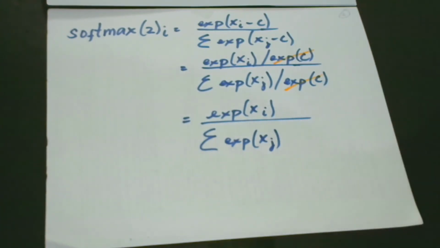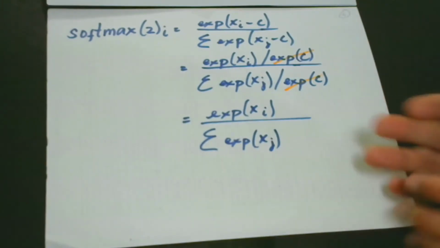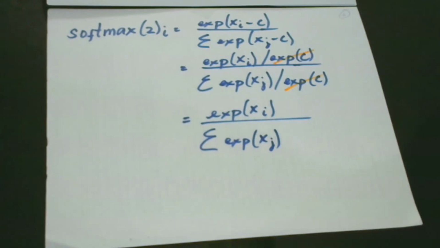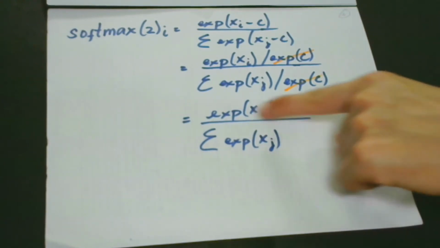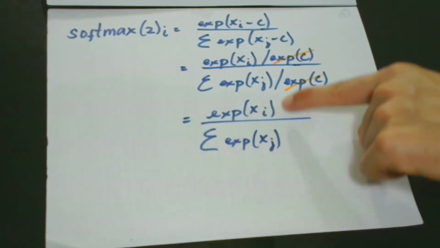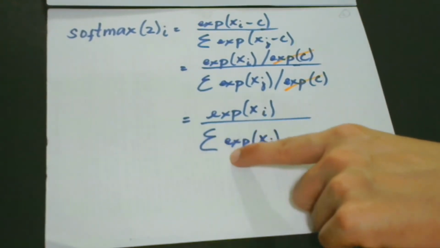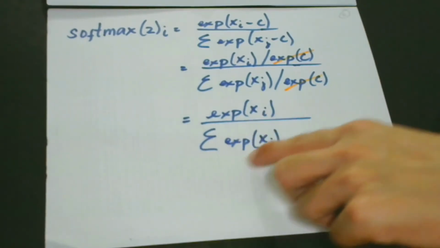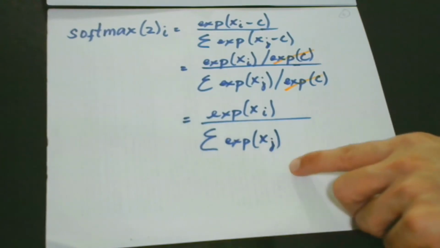Now we have an element with value 0, and exponential 0 is equal to 1. This means that at least one element in the denominator is 1. As you could see, this is the exponential value of each variable or each number over the total exponential value of all the variables or all of the values.